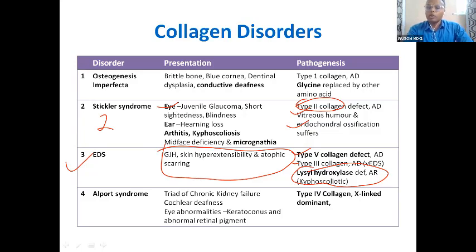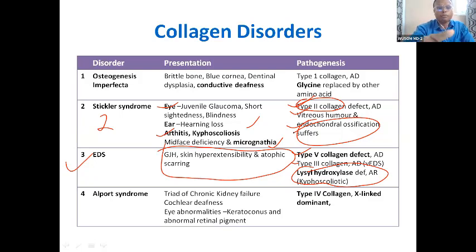It is uncommon; glaucoma generally occurs only after 50 years of age. When you see glaucoma in a child, this is Stickler syndrome. And the very important feature, which I have made bold, is arthritis. You will see arthritis in all Stickler syndrome; there is no Stickler syndrome which does not have it. Why arthritis? Because type 2 collagen is in the cartilage at the joint end, so that will suffer. Kyphoscoliosis and micrognathia occur because of endochondral ossification. These are the presentations you'll see in Stickler syndrome.